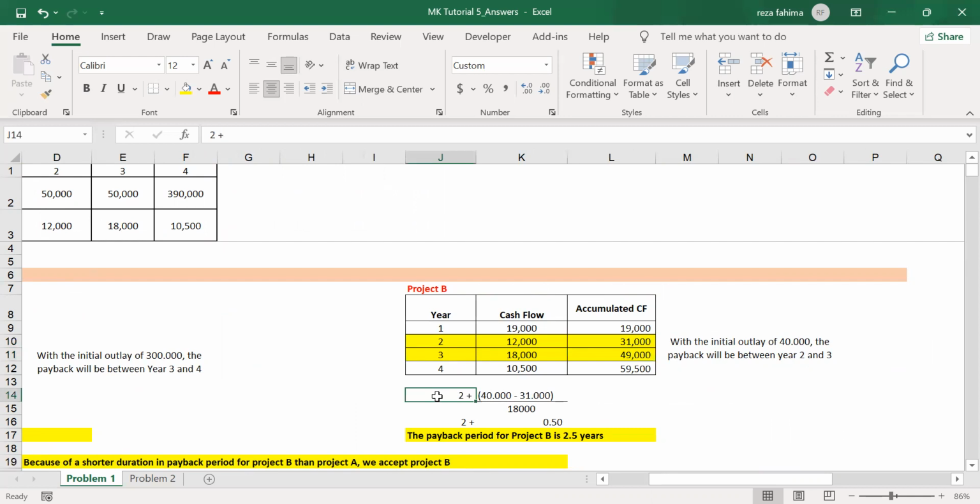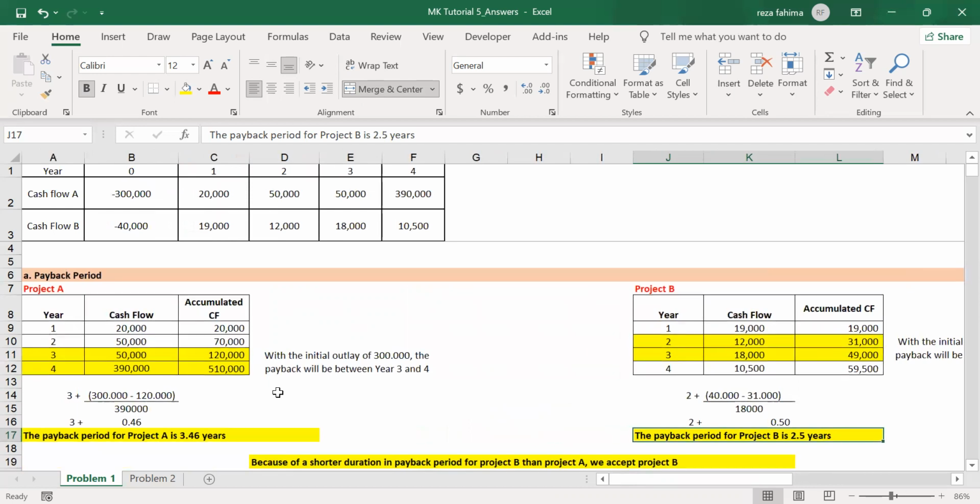And then the next step is to write down the earlier year, which is 2, the second year, plus your initial investment minus the accumulated cash flow from the earlier year, which is the second year, and it is 31,000, divided by the cash flow of the third year, which is 18,000. And then you calculate it, you get 0.5, and it means that the payback period of project B is 2 plus 0.5, and it becomes 2.5 years.